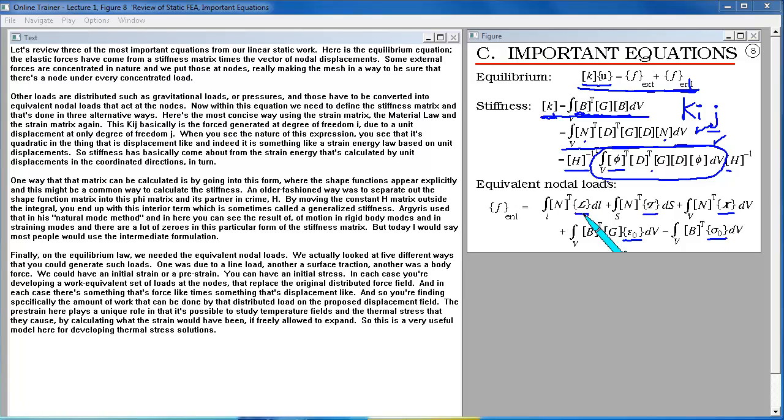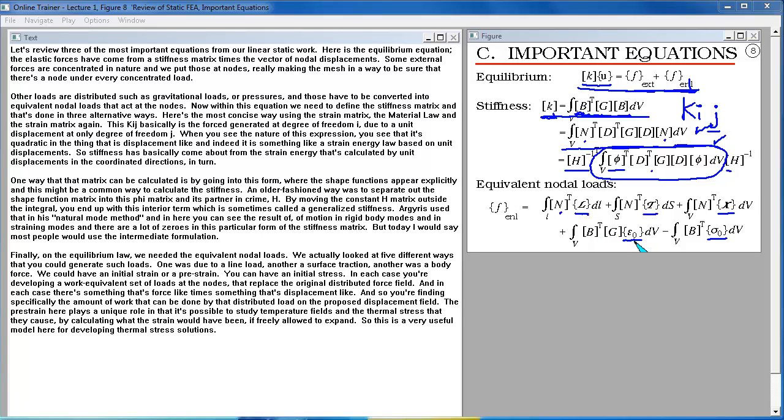In each case, you're developing a work equivalent set of loads at the nodes that replace the original distributed force field. And in each case, there's something that's force-like times something that's displacement-like. And so you're finding specifically the amount of work that can be done by that distributed load on the proposed displacement field.